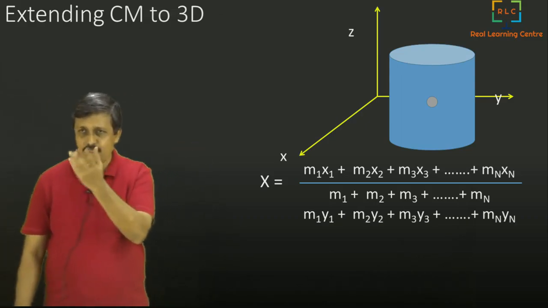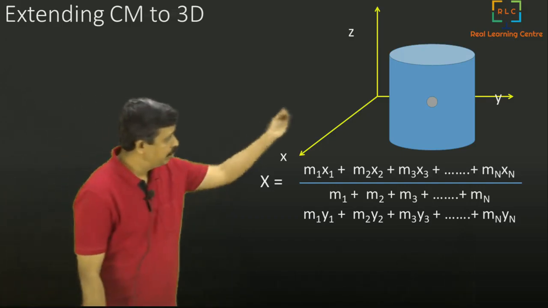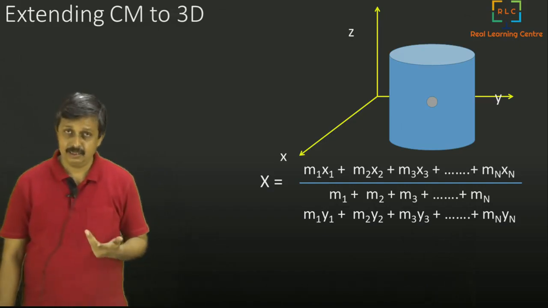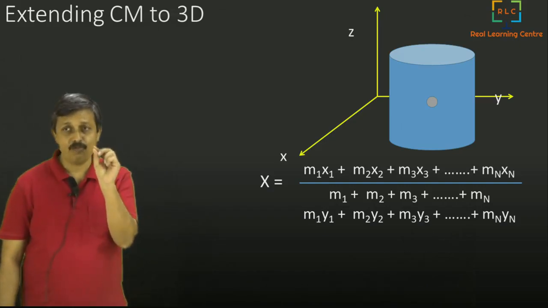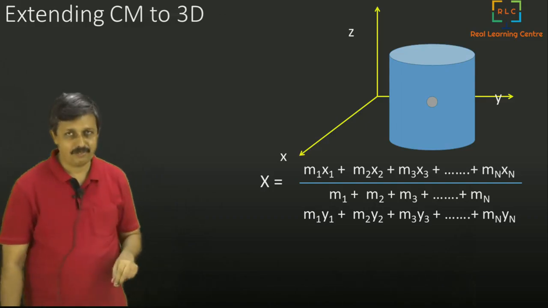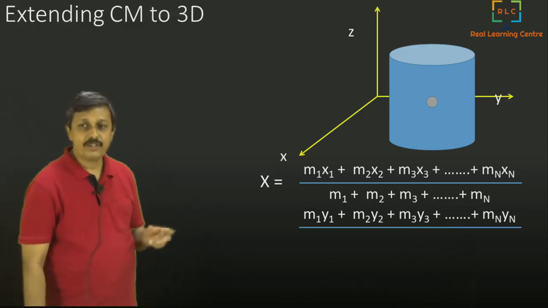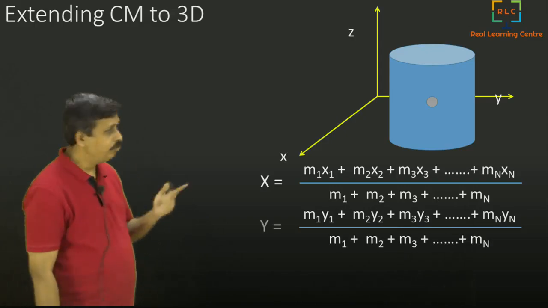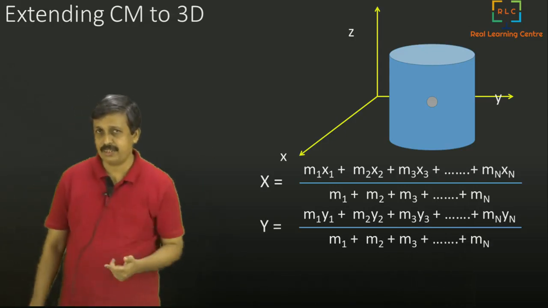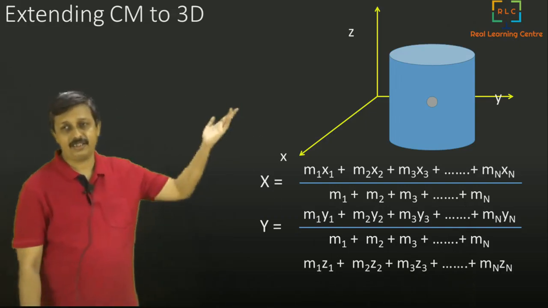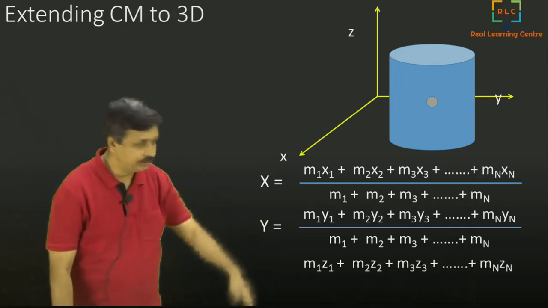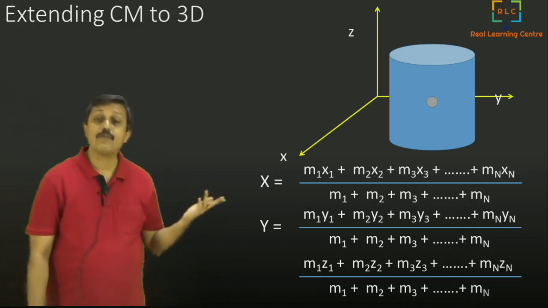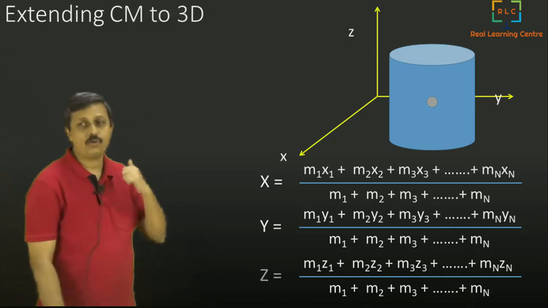Now if you split the cylinder into multiple small pieces, each one, m1, is the mass of a small piece. Like that you can do for the y coordinate also. So the x and y coordinates are similar, as we have already discussed. So z is nothing but one more coordinate. So now you talk about m1 z1 plus m2 z2 plus m3 z3 up to mn zn, divided by m1 plus m2 and so on, which will give us the z coordinate.